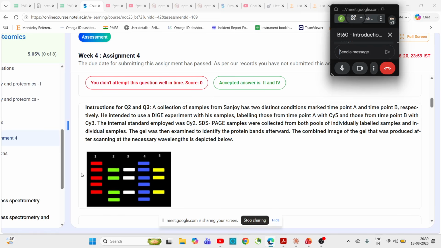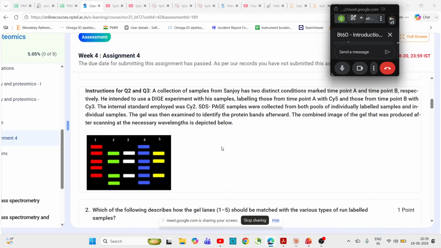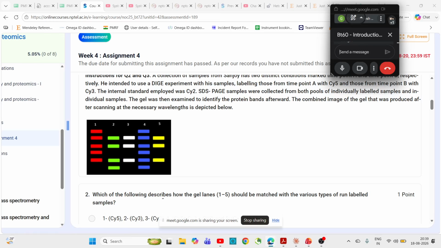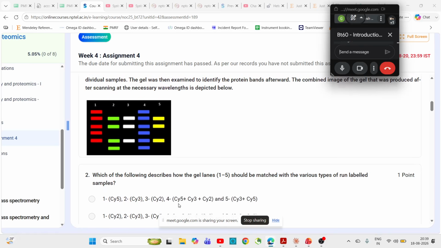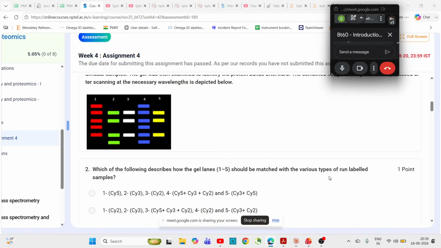This is a combined image basically. So consider one lane as one image, the second lane as another image, the third as another, the fourth as another, and the fifth as another. It's just that the excitation and emission wavelengths were different and accordingly those were visualized here. The combined image of the gel produced after scanning for the necessary wavelengths is depicted below. So now you need to identify how gels 1 to 5 should be matched with various types of dye-labeled samples.